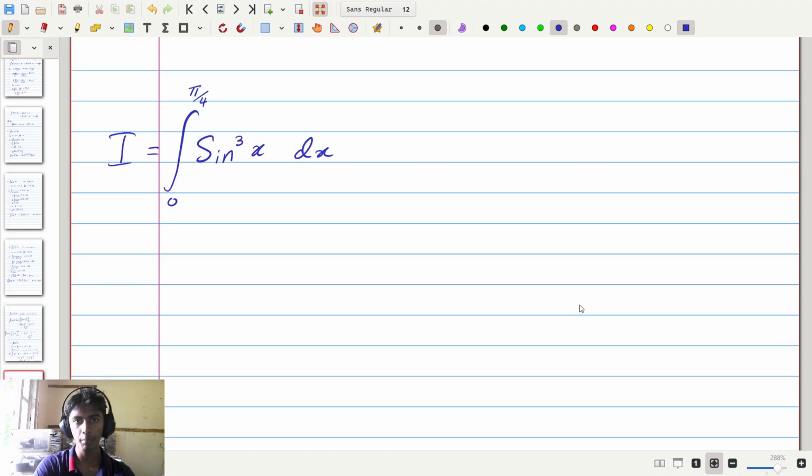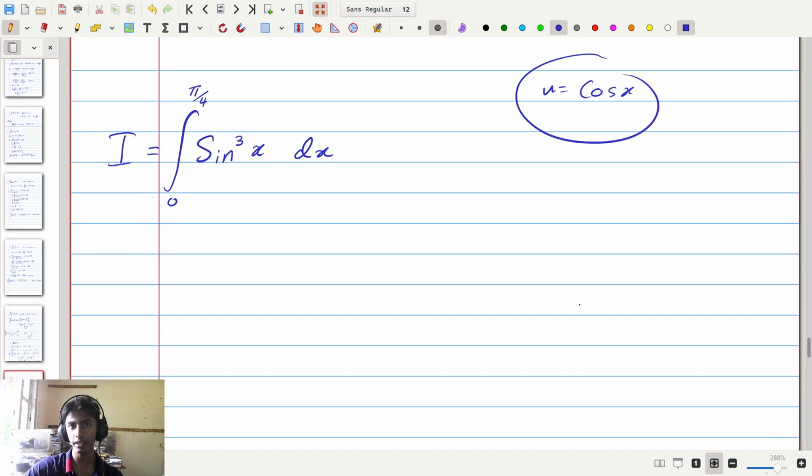For our next example, we are going to be considering the integral from 0 to pi by 4 of the sine cubed of x with respect to x. In order to solve this thing, we are going to be using the substitution u equals cosine of x. Now, in order to make sense of why this substitution is being used, I'm first going to have to simplify this expression down into something else.